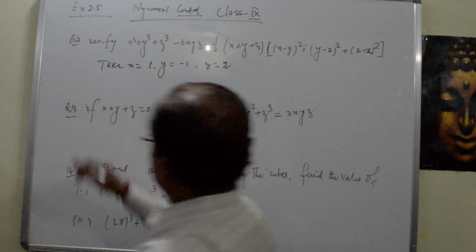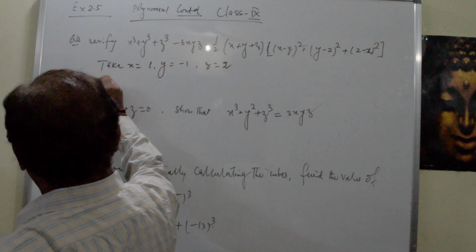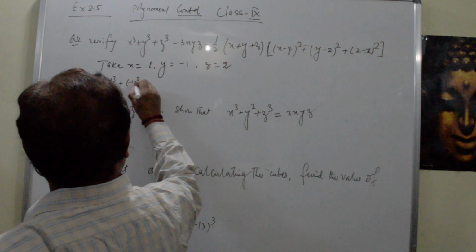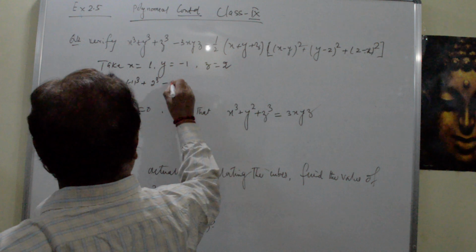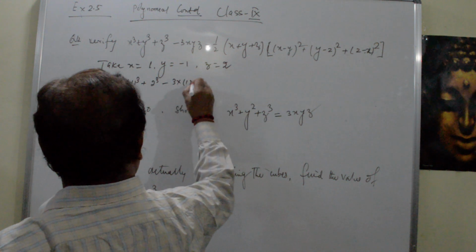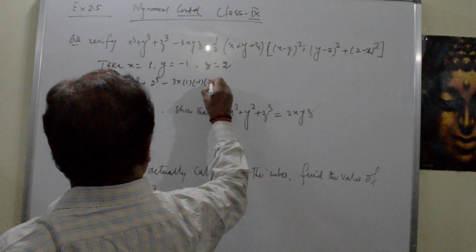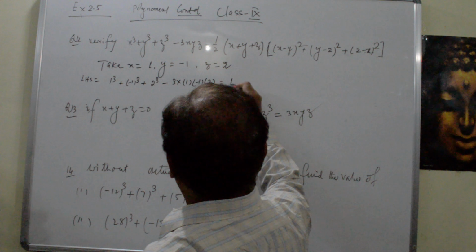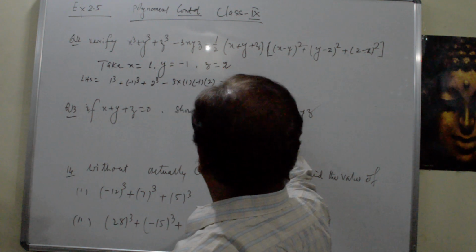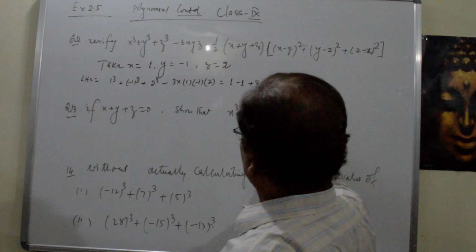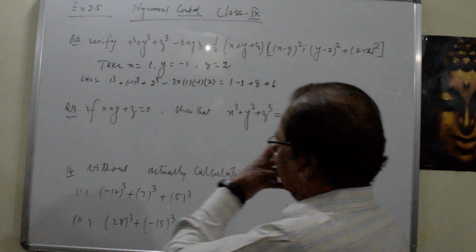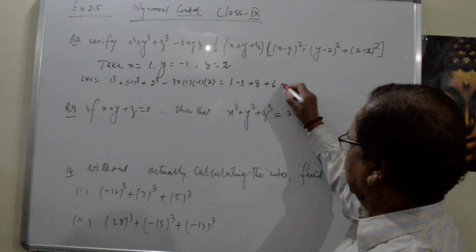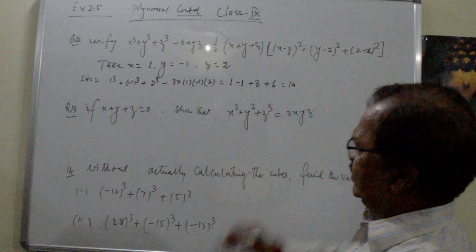So let us take first the LHS. LHS is, I am writing the result, 1 cube plus (minus 1) whole cube plus 2 whole cube minus 3xyz. x is 1, y is minus 1, z is 2. Again simplify it, you are getting 1 cube is 1, minus 1, plus 2 cube is 8, minus minus plus 6. So this is 14 total, 1 minus 1 is cancelled. So this is the left hand side.